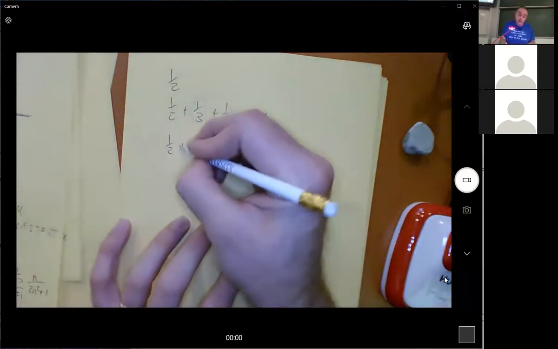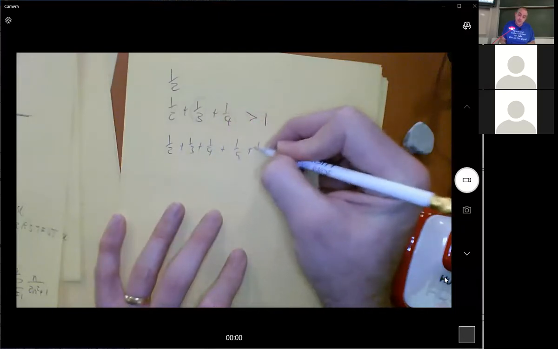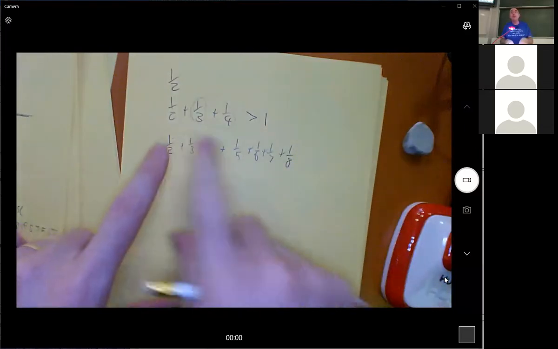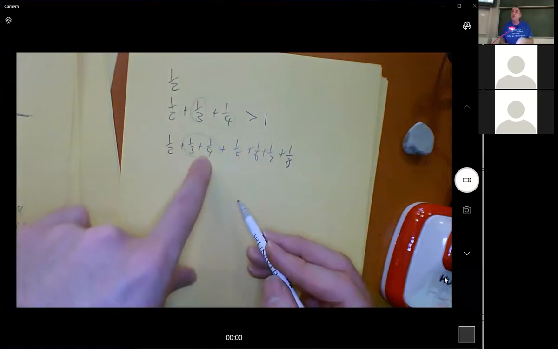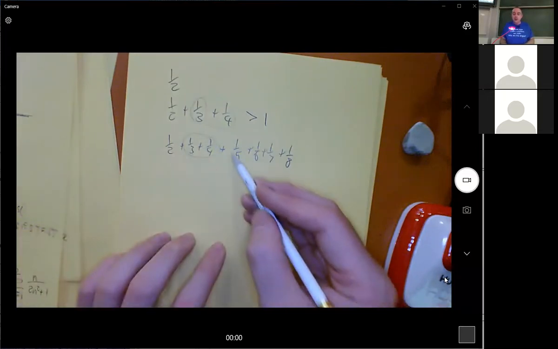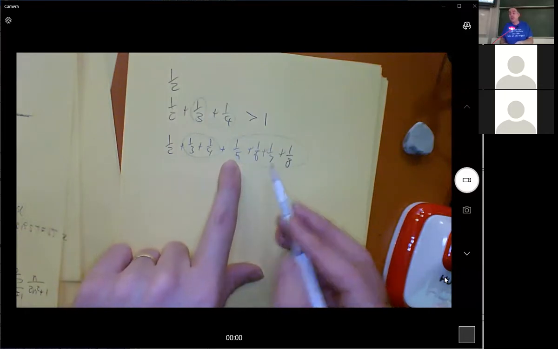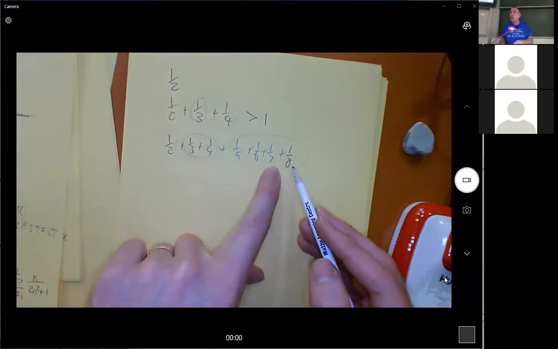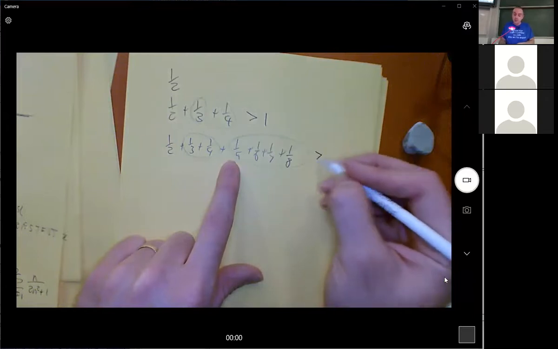Let's do the next running total. This isn't the next running total, it's a little further down the line. But this bit, we already know is more than a half. And this bit, all of these are more than an eighth. 1/5 is more than an eighth, and 1/6 is more than an eighth, and 1/7 is more than an eighth. So this is more than a half as well. And so this is more than 1 1/2.